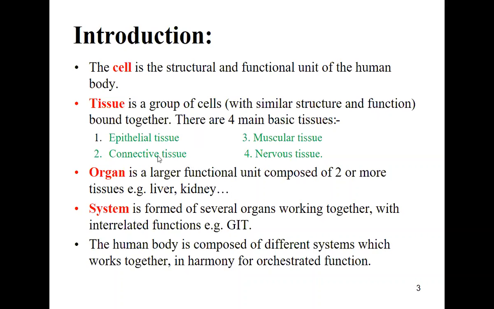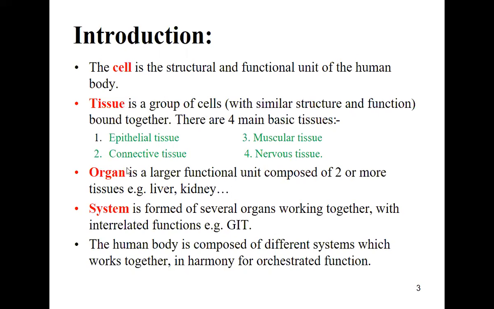Sometimes there can be two tissues together, sometimes three tissues. Mainly these are the four types of tissue which are present in the body. Any part you see in the body is made up of one or more of these tissues. Now coming to the organ. So now we know the cell. When many cells with similar structure and function come together, it's called tissue.